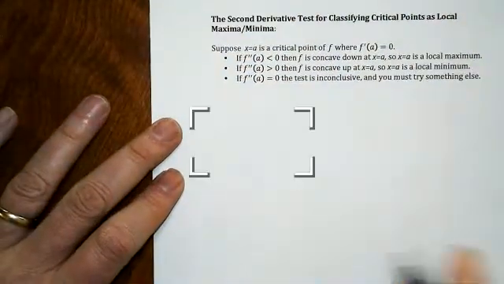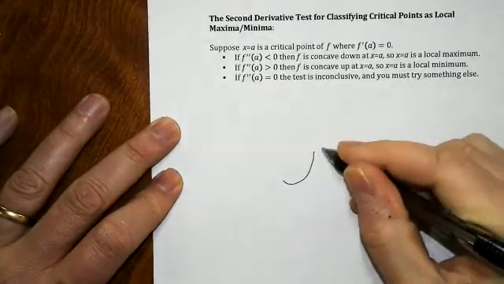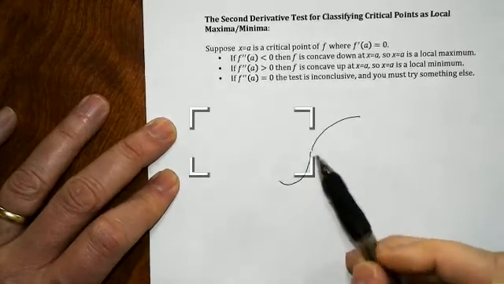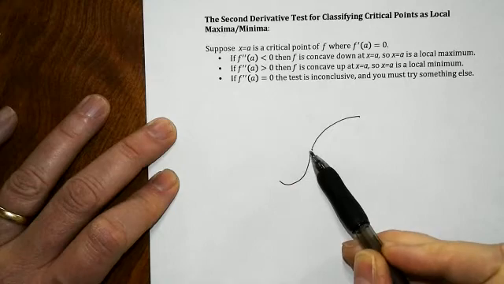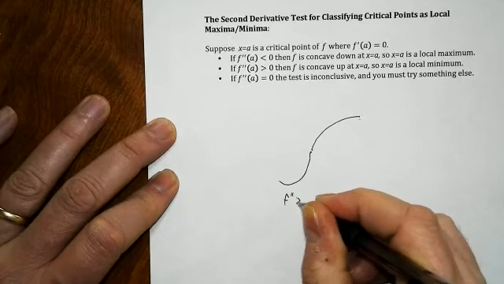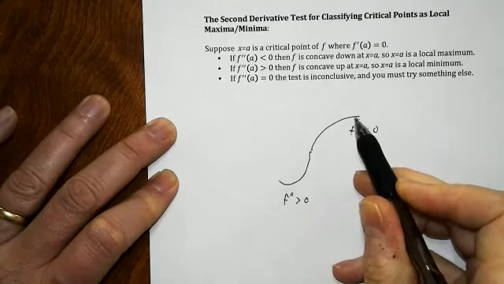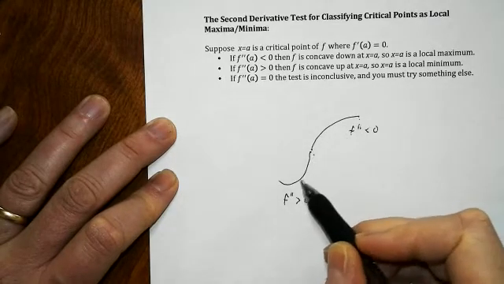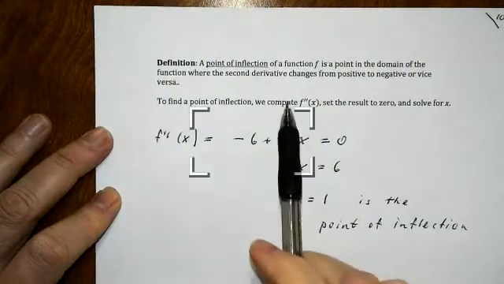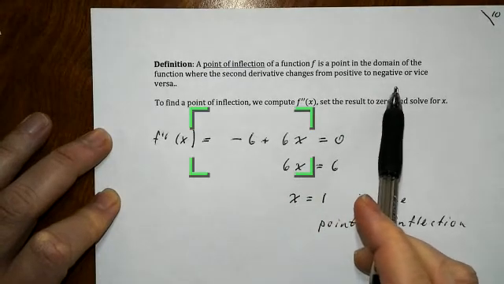Okay, the second derivative has another use. We know that when the second derivative is positive, the function is concave up. We know that when the second derivative is negative, the function is concave down. So a point where the function switches concavity is what we call a point of inflection. So here, f double prime is positive. Over here, f double prime is negative. So where the function switches concavity, which is what we call a point of inflection, is where the second derivative is equal to 0. A point of inflection of the function is a point in the domain where the second derivative changes from positive to negative or vice versa.